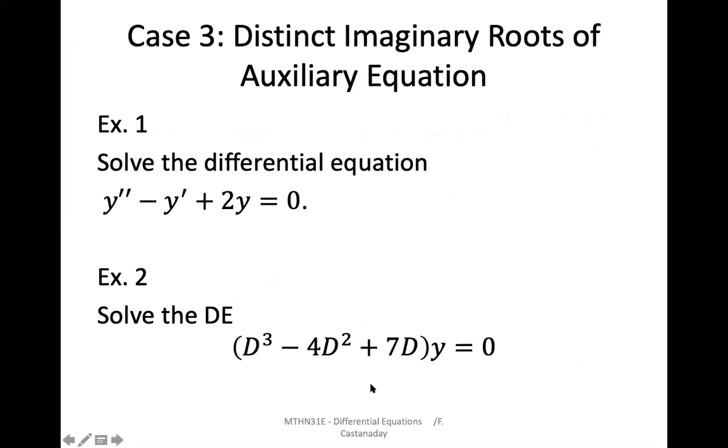Okay, now let's solve example number 1. Find the general solution of y double prime minus y prime plus 2y equal to 0. I'll leave example number 2 for you to solve, but if we still have time, I'll be presenting how to factor this one. Okay, so take a look at this solution.